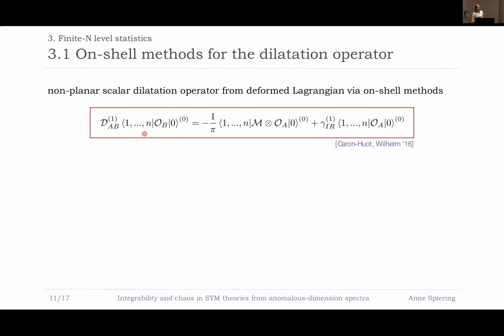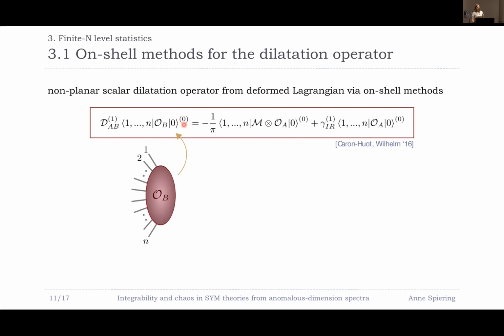And this object here is the overlap of an n-particle on-shell state with the off-shell state created by a local operator O_B acting on the vacuum. And so pictorially, it looks like this. Actually, there is an off-shell momentum in here that I leave implicit, but it amounts to just an overall delta function. And so this object is a form factor.